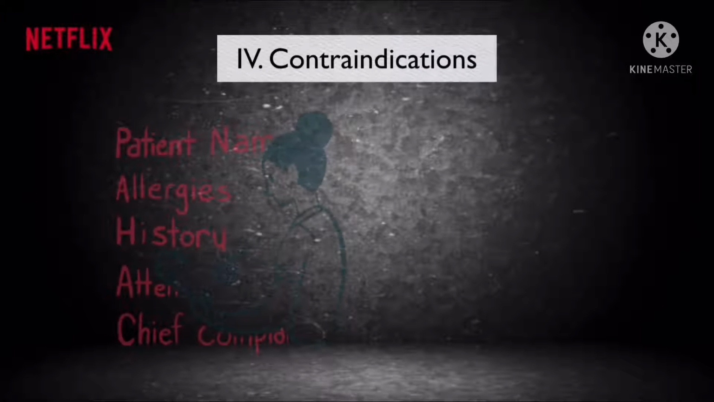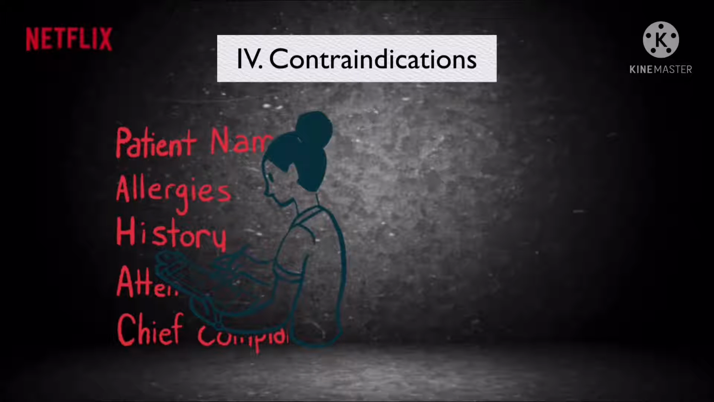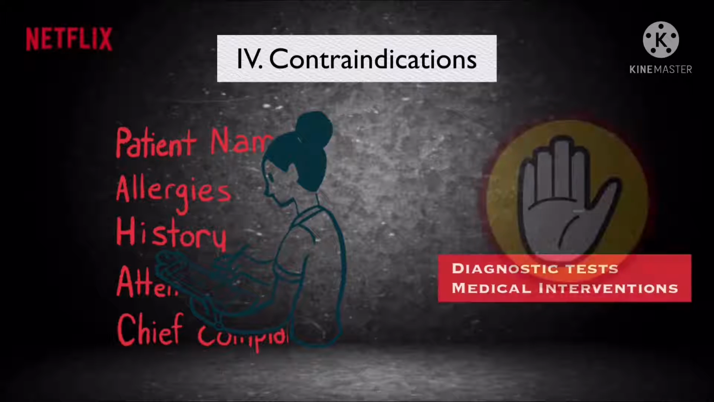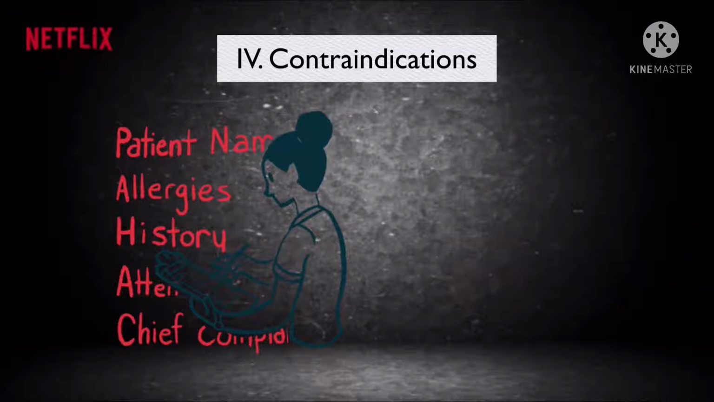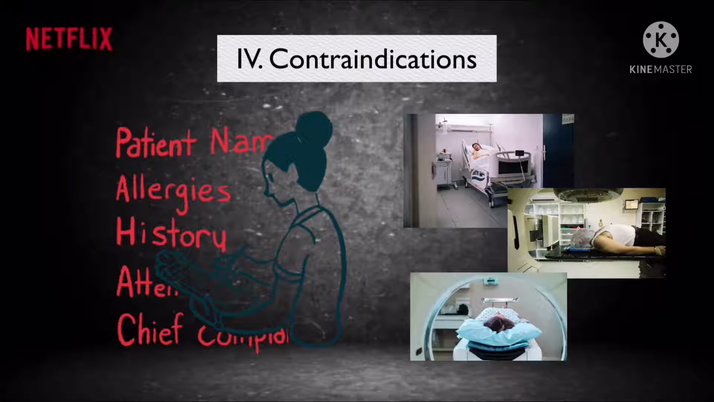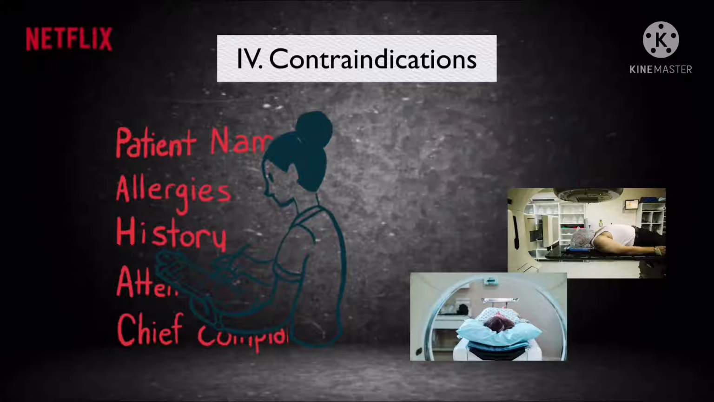For the fourth and last factor, these are the contraindications. Any contraindications the patient may possess that prohibit one or more diagnostic tests or interventions. The patient will be required to undergo different diagnostic tests and different medical interventions. These different approaches may affect the patient's condition or worsen it if contraindications are present.